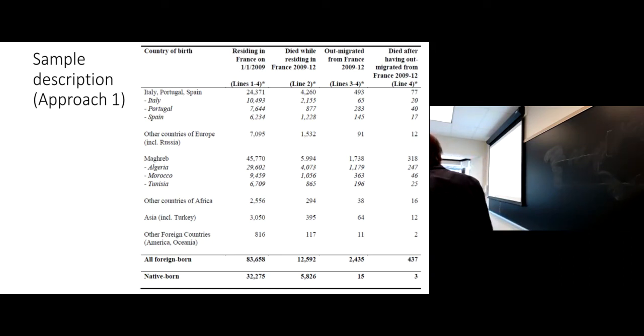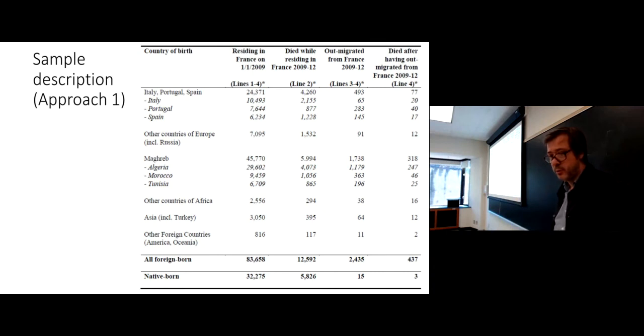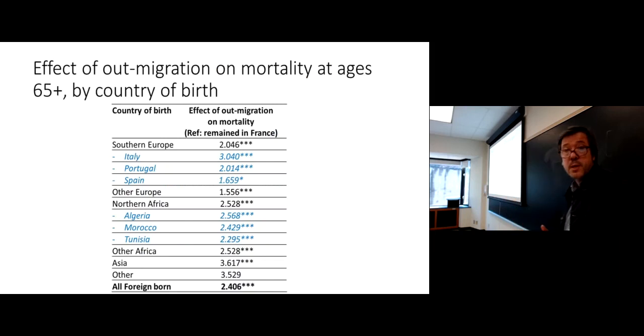And you can see here the breakdown of countries of origin, with the regions grouped to try to get a greater sample. Obviously, Southern Europe and North Africa are going to be the places where we're best able to get greater sample sizes. So let's first look at the effect of out-migration on mortality with this prospective approach. Here we're looking at the hazard ratio of mortality of those who left versus those who remained.